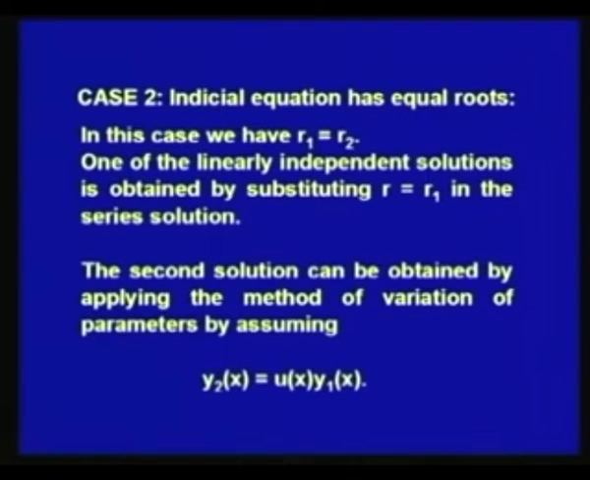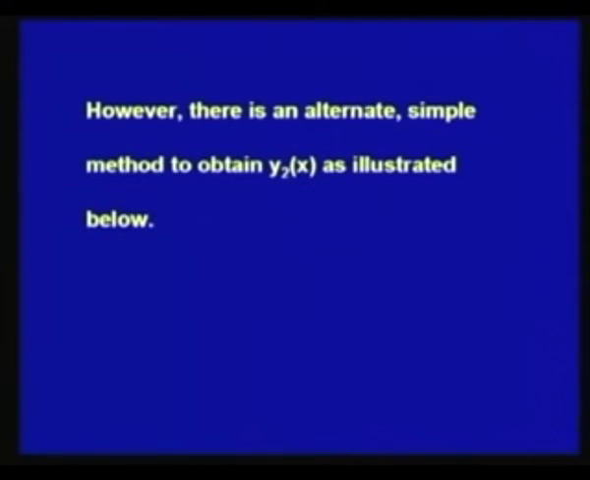Now let us next take up the case of the initial equation having equal roots. In this case, if r1 and r2 are the roots of the initial equation, they are equal, and so we have r1 equal to r2. One of the linearly independent solutions of the differential equation is obtained by substituting r equal to r1 in the series solution. The second solution can be obtained by applying the method of variation of parameters by assuming y2(x) equal to u(x) into y1(x).